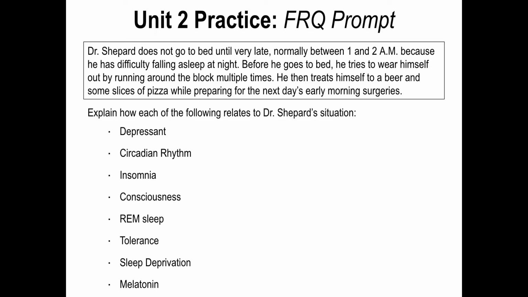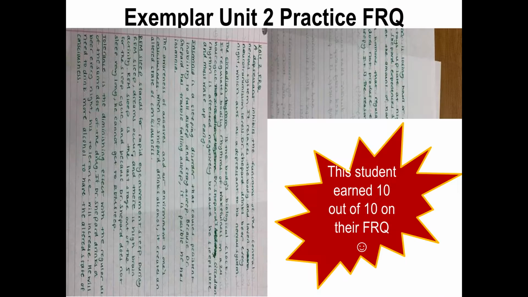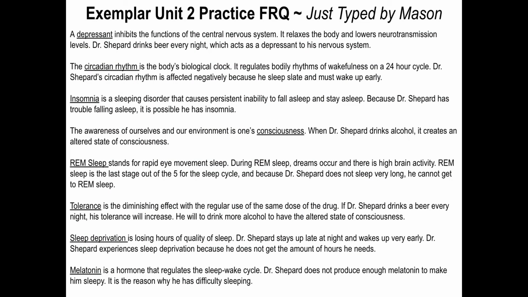So explain how each of the following relates to Dr. Shepard's situation. It gives you 8 terms. I kind of talked about this a little bit last class, but I just want to refresh your memory before you jump in today. So if I was going to be writing this myself, this is how I would write it. The first paragraph is the first term, and I've underlined it so that the grader knows that in this paragraph, I am talking about the term depressant.